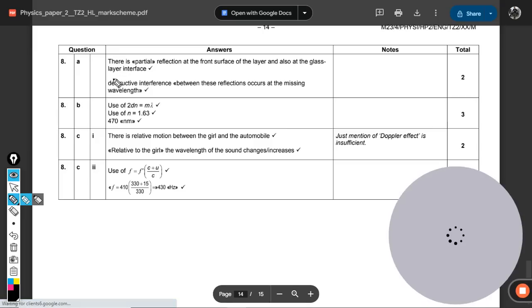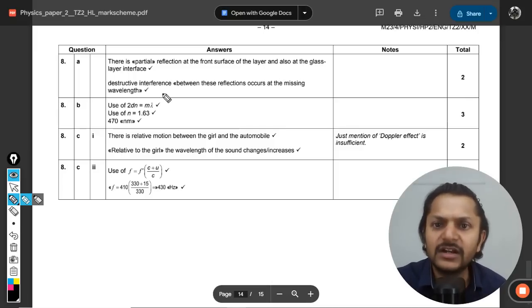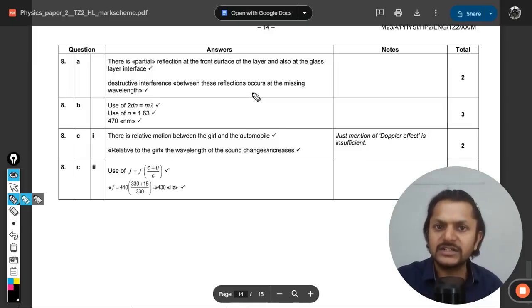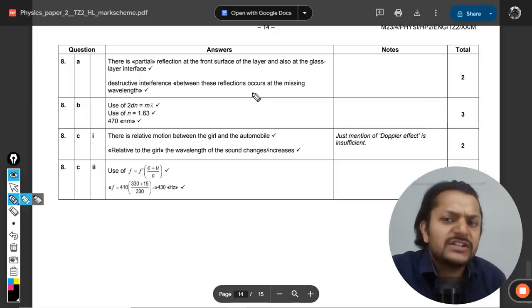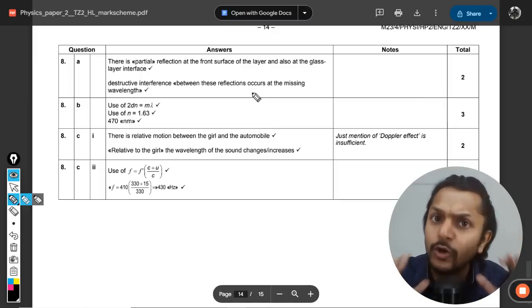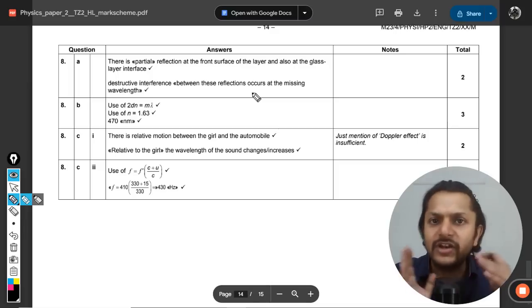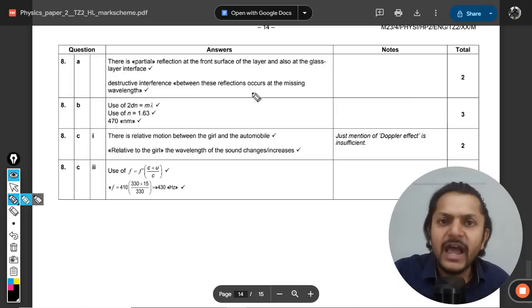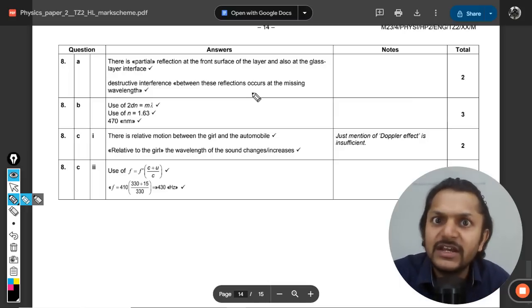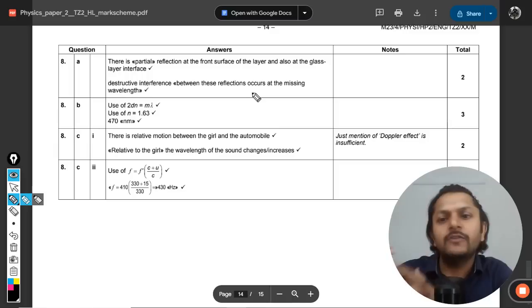Let's see. There is partial reflection at the front surface of the layer and also at the glass layer interface. Destructive interference between these reflections occurs at the missing wavelength. So even they're talking about the destructive interference. Now this we already know that whenever you have this kind of a diagram and they talk about a coating, they are really referring to thin film interference, and either the constructive interference or the destructive interference will be considered there. So one out of these two will be there.